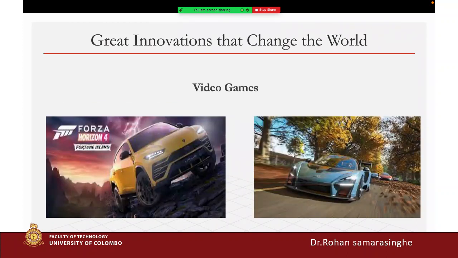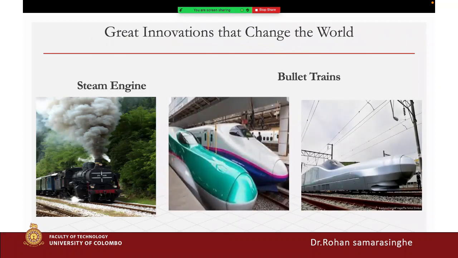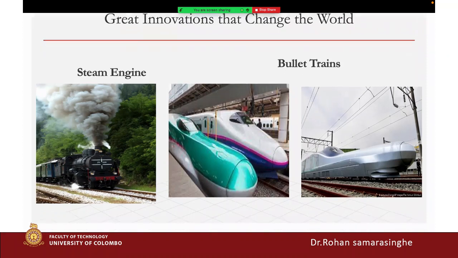And here are the video games. You can see you have already played these video games. This is also using ICT. Virtual reality also uses these video games. And the steam engine was the earliest one, but nowadays you can find highly sophisticated bullet trains having a speed of more than 400 kilometers per hour. So you can see these trains.